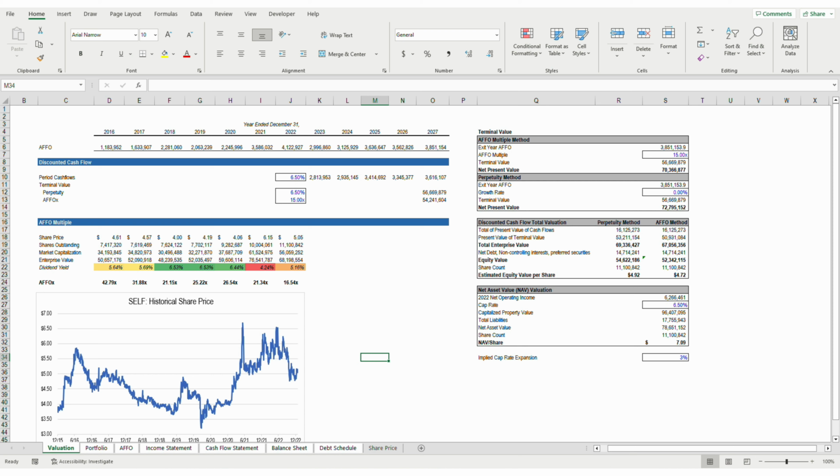Regarding the valuation method, I'm using a discounted cash flow model, which is my preferred method of valuation in nearly all cases. However, I do use an adjusted funds from operations, or AFFO, multiple to calculate terminal value, as well as the perpetuity method. But before I dive into valuation, I think it would be helpful to discuss how the model works at a high level.